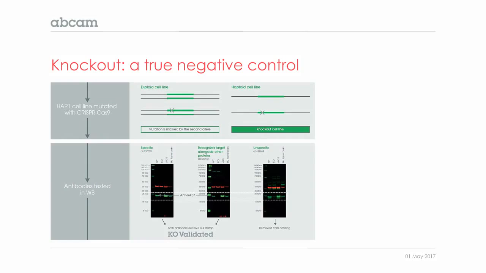All of this data is uploaded to the individual data sheets of the products and onto our public website. Antibodies that are specific or recognize their target alongside other proteins remain available for our customers. Unspecific antibodies are removed from the catalog and our customers are notified. Right now, Western blot is our primary validation method. ICC testing is also carried out where ICC is deemed important to the antibody or protein target.